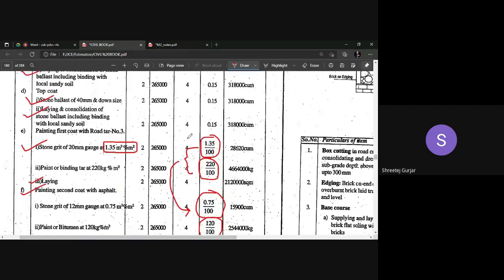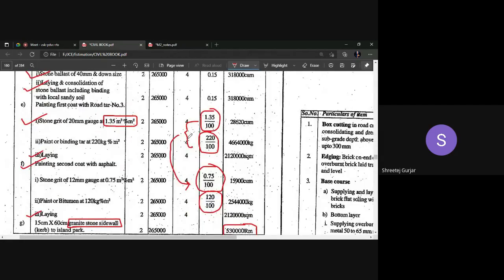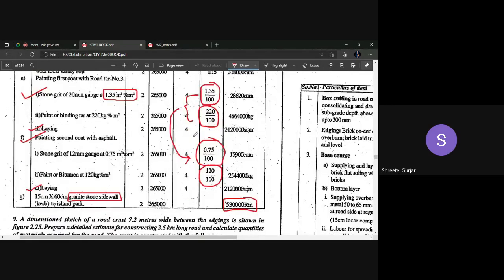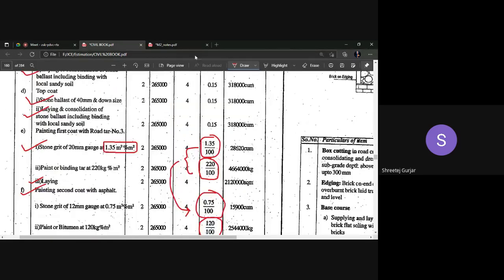So this is your 9th one. You can practice at your home in your notebook. If you have any doubt, then you can let me know. So shall we move on to the next numerical?